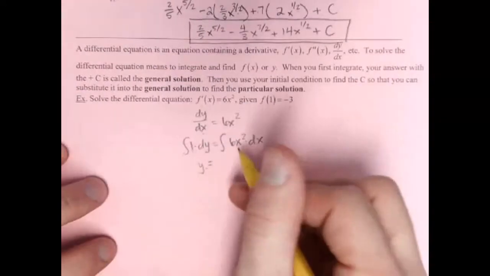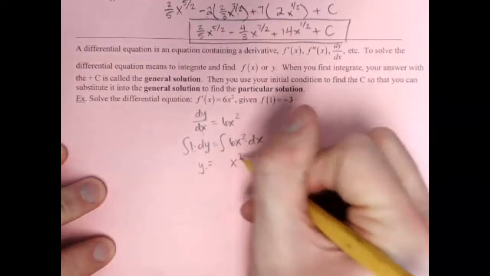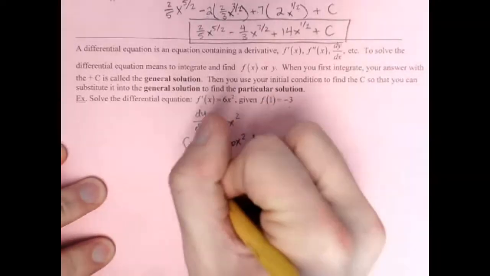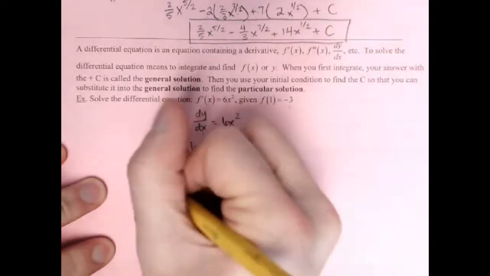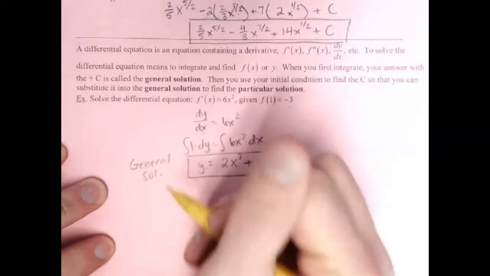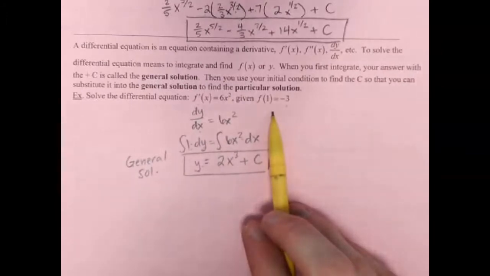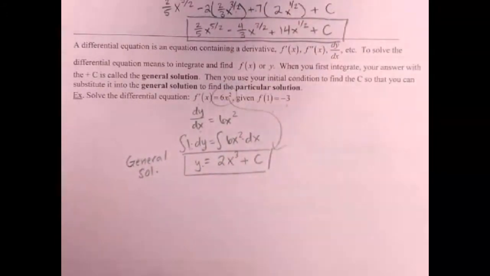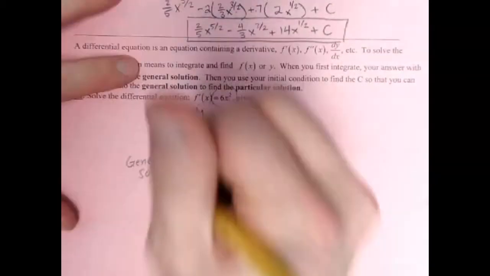So I add 1 to the exponent, 2 plus 1 is 3, and divide by the new number, 6 divided by 3 is 2. Okay, so there is your general solution, the one that has the plus c. But if you have some piece of information, by the way, you don't have to do this. You can jump straight from the derivative to this original function. That's perfectly okay. And if you don't want to say y, remember, y is the same thing as f of x.